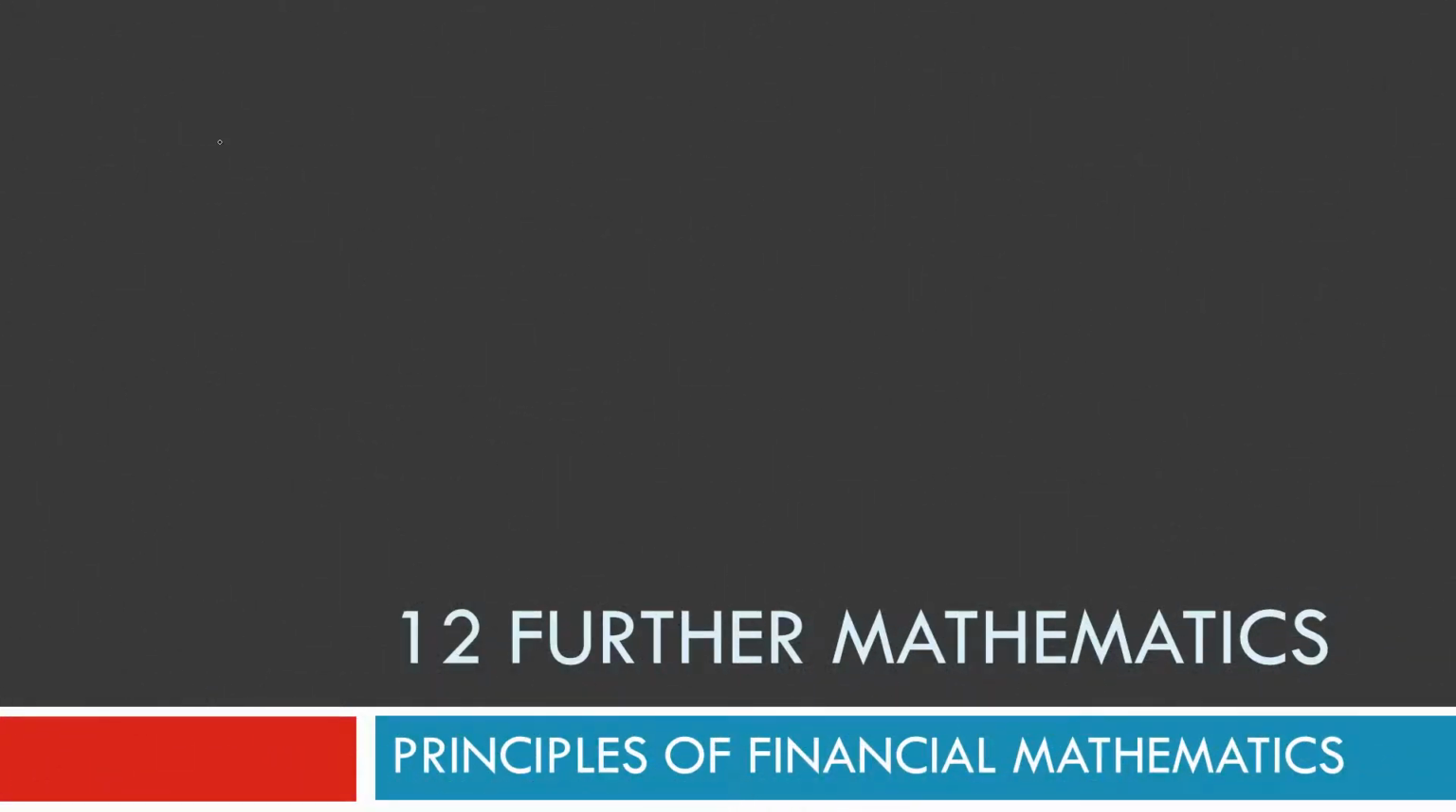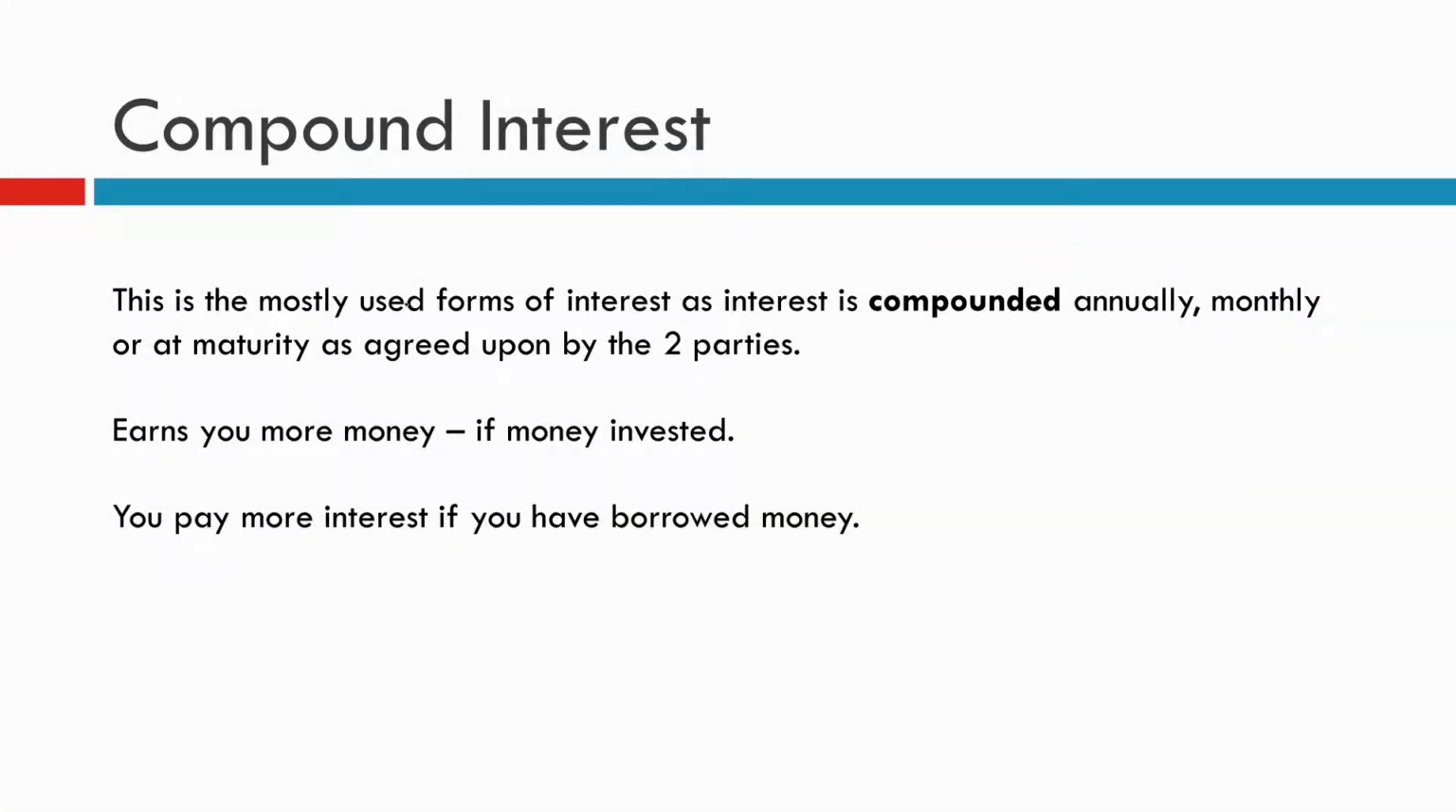Okay, our next topic on the principles of financial mathematics is compound interest. Compound interest is the most used form of interest that banks use at the moment, and it has been for a long time because they make a lot of money off you people. And the interest can be compounding annually, monthly, and even daily. Usually it's on the daily for bank loans.